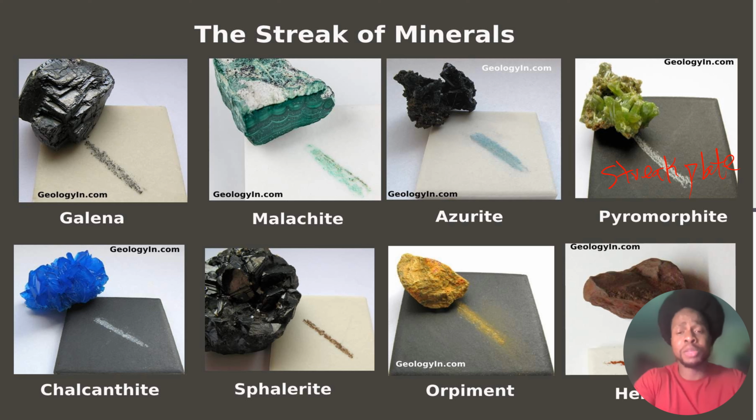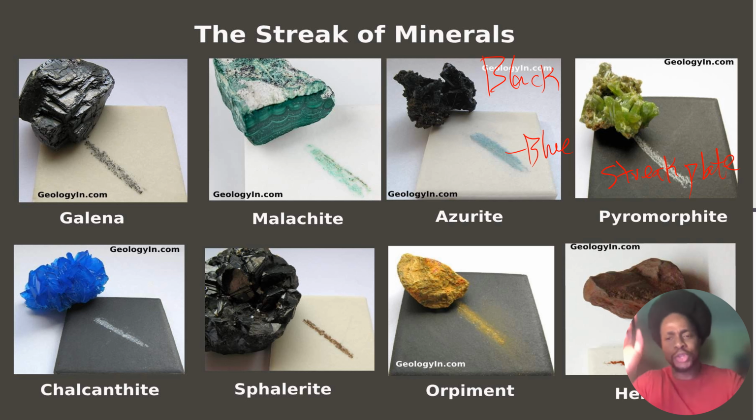So it's possible for a mineral to be black and the streak will be blue. So take note of that. Don't just assume that every yellow mineral will produce a yellow streak or that every blue mineral will produce a blue streak. It's different. So that's why streak is a good way to identify minerals. Again, streak is the color of the powdered mineral. All right, I think those are the things I want us to focus on in this video.